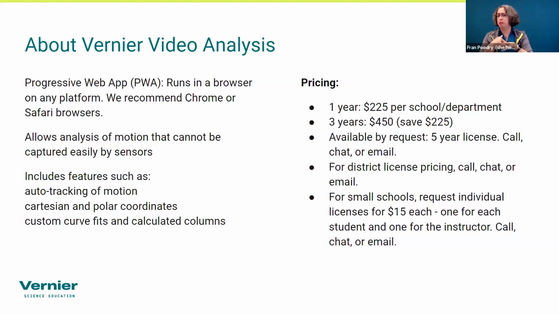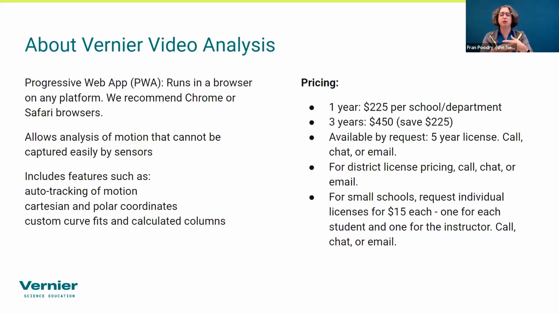Your better deals are always going to be if you buy multiple years at once. Only the 1 year and 3 years are available directly on our website. But if you want the 5 year, you just call us or email us or use the chat on our website. You can get special district license pricing. So if you're the supervisor in charge of science for your district and you have 4 or 5 high schools, or a smaller district with maybe 2 high schools, it's still worth your time to call us up or email us and get your pricing for your district.